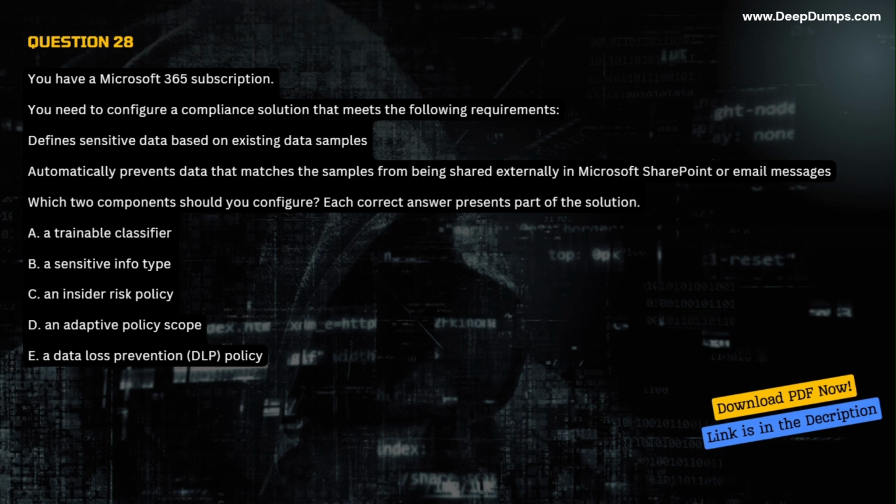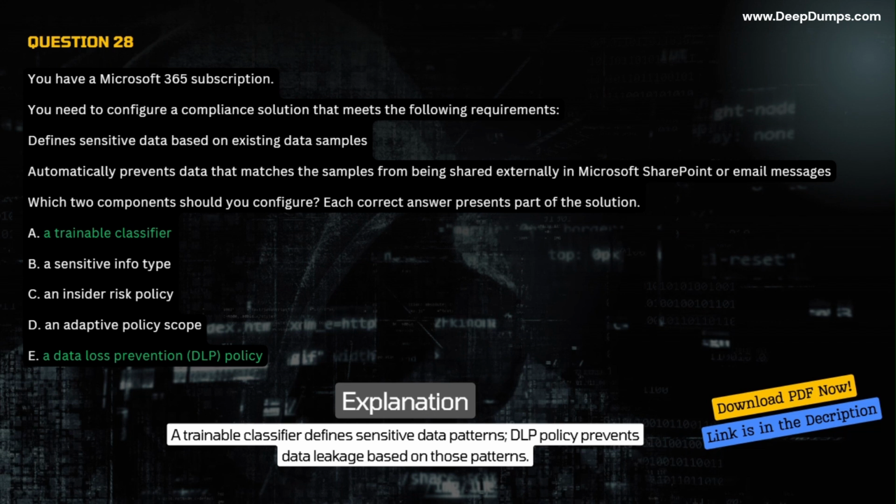A. A trainable classifier. B. A sensitive info type. C. An insider risk policy. D. An adaptive policy scope. E. A data loss prevention (DLP) policy. Correct answer A and E. A trainable classifier. A data loss prevention (DLP) policy. Explanation. A trainable classifier defines sensitive data patterns. DLP policy prevents data leakage based on those patterns.